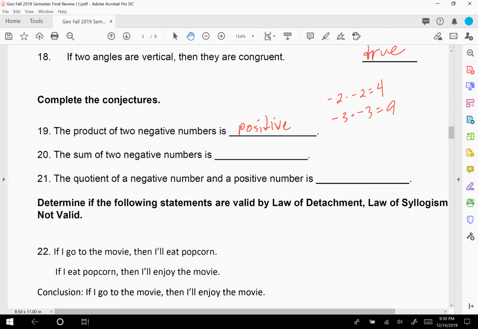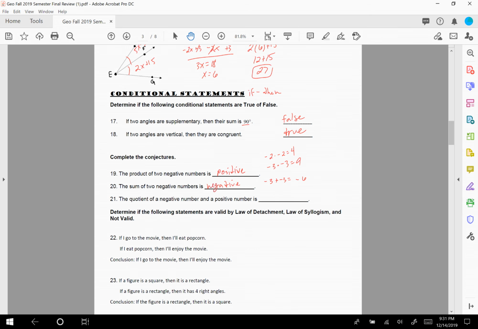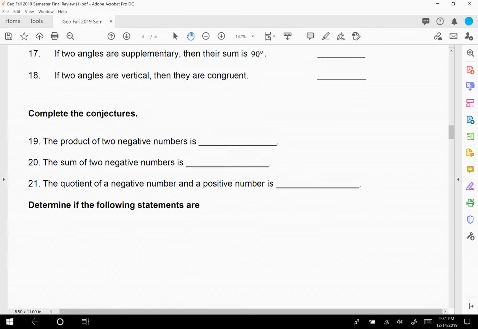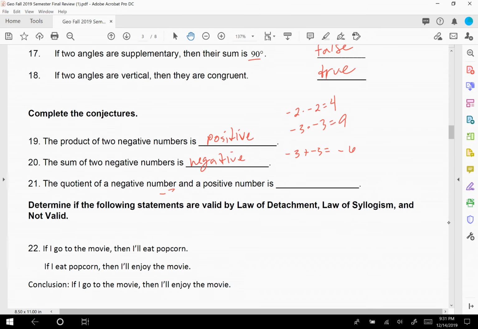The sum of two negative numbers is negative. Because think about it. If you do negative 3 plus negative 3, that's going to be negative 6. You're just getting more negative by adding on more negatives. The quotient of a negative number and a positive number is blank. So that's a negative divided by a positive. So we'll do negative 3 divided by 1. That's negative 3. So it's always negative.